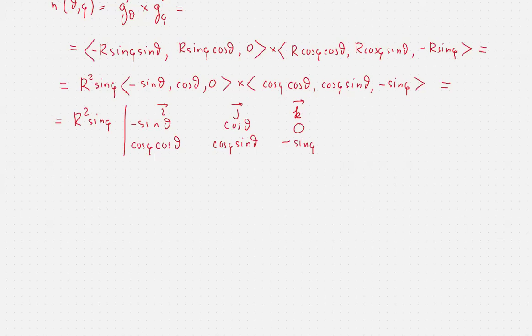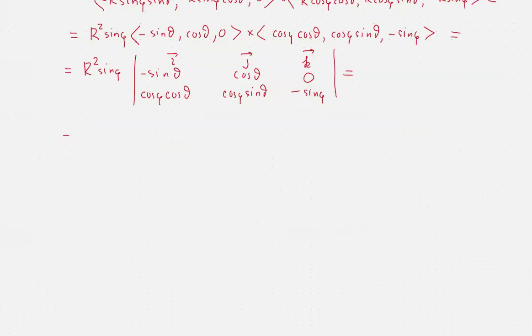Okay, so let's compute this determinant. So what are we getting? It's a vector, of course, we're going to get. Start by deleting the first row and the first column in order to see what will go on the first coordinate. So that is going to be a negative cosine theta sine phi.